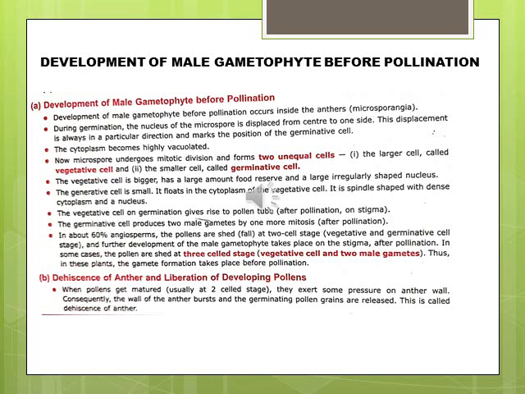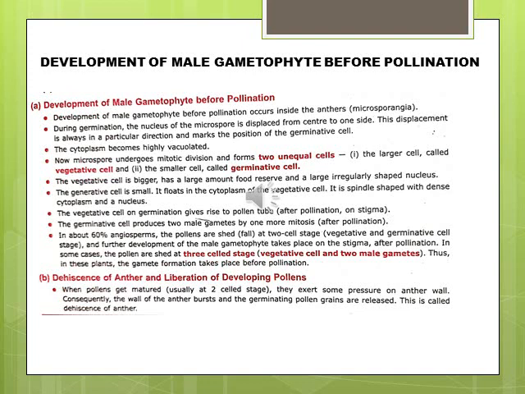And remember that in 60% of angiosperms, the pollen grains are shed, that is they fall at this two cell stage, and two cell stage means vegetative and germinative cell stage, and the further development of male gametophyte will take place only after pollination, and that will occur on the stigma. And in some cases, these are the exceptions, pollens are shed at 3 cell stage even in a few of the plants, and thus in these plants the gamete formation takes place before pollination. So this is only the exception in few cases.